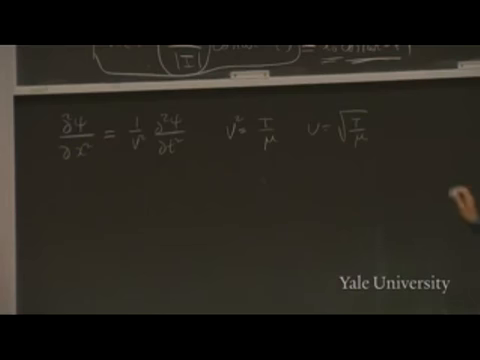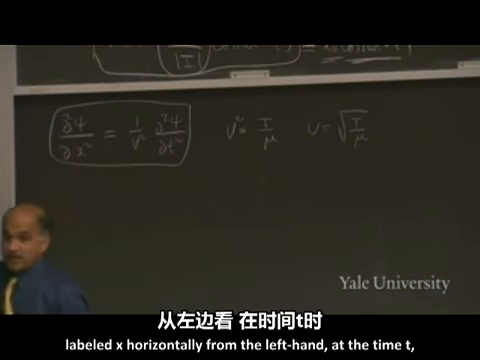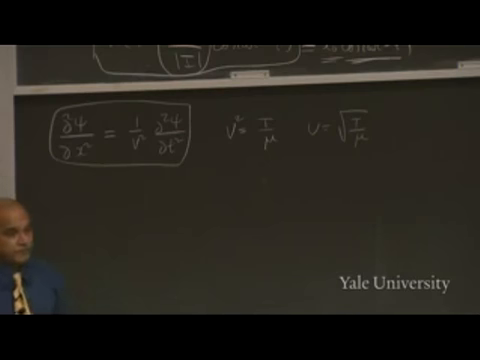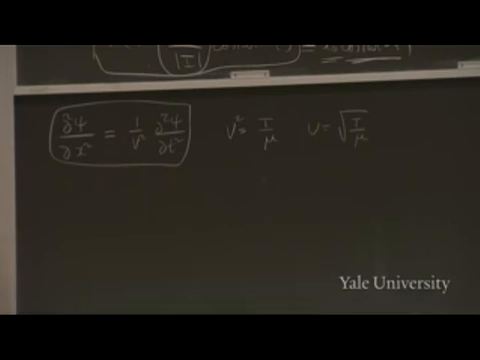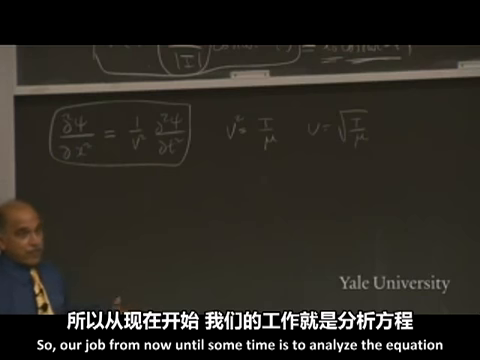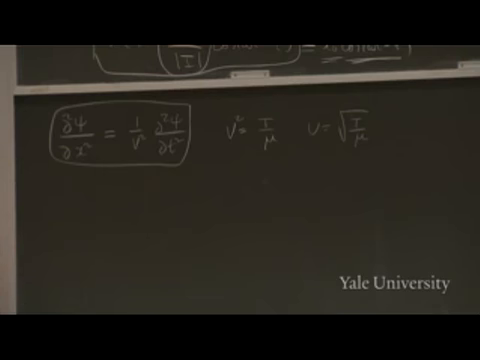This is very important. What you have to know is that psi, the displacement of the string at the point labeled x horizontally from the left hand at a time t, varies with time according to this equation. This is a very famous equation, and it turns out you take any elastic medium and you disturb it a little bit from equilibrium, it always seems to obey equations of this type. So our job from now till some time is to analyze the equation and see what it means. What are the consequences of this wave equation?